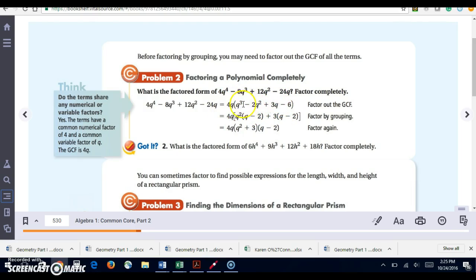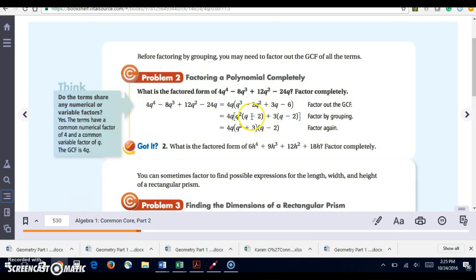Then I'm going to factor by grouping. So I'm going to put parentheses around these two and parentheses around those two. And I'm going to pull out what they have in common. This one, they have q squared in common. I'm left with q minus 2. Here they have a factor of 3 in common. I'm left with q minus 2 again.